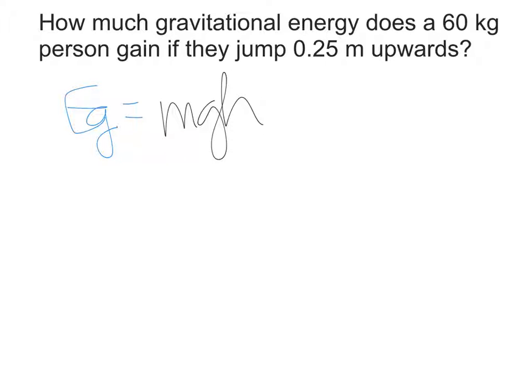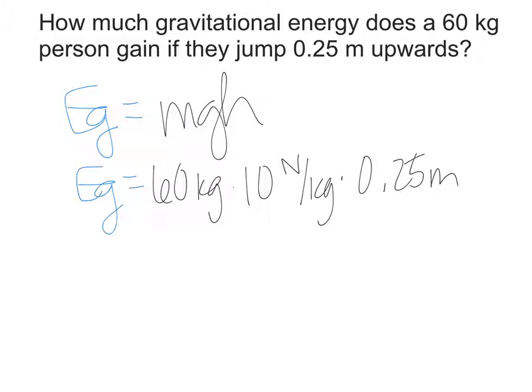We are going to use the formula Eg equals mgh. Substitute in everything that you know from the problem and then do the math. You will get gravitational potential energy is equal to 150 joules.